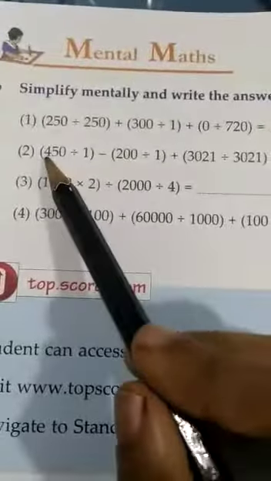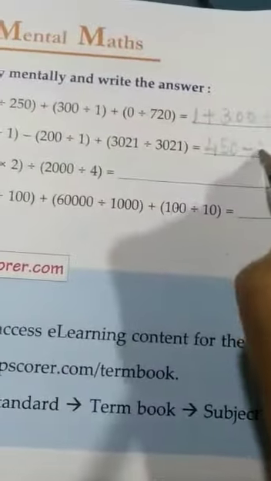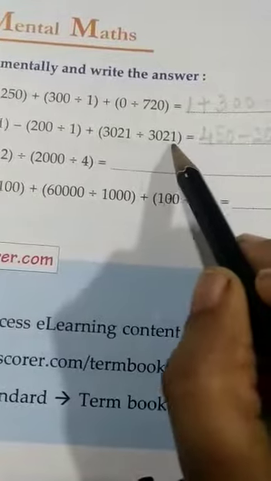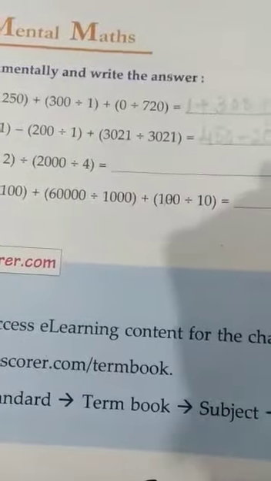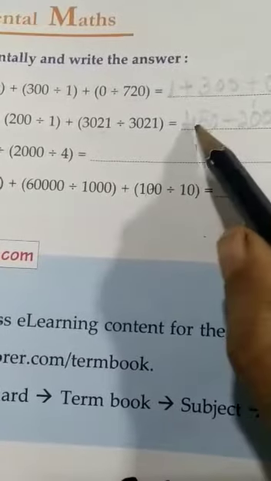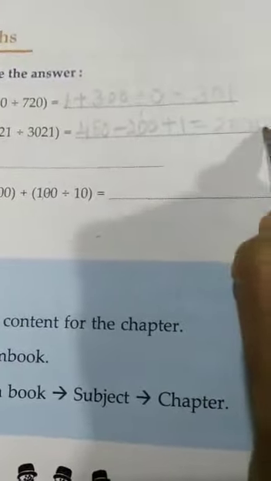Next one. 450 divided by 1. That is 450, right? Not plus, minus. Minus 200 divided by 1. That is 200. Plus 3021 divided by 3021. A number divided by itself is 1. So 450 minus 200: 450 minus 100 will be 350, 350 minus 1 more 100 will give you 250. Okay, so you will do 250 plus 1. What is it? 251.